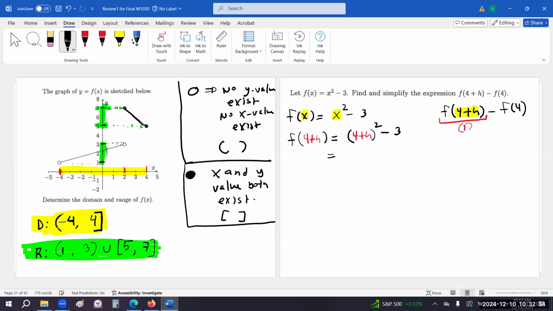Well, now we have something square. Can we distribute the square? We cannot, because distribution of the power works only in multiplication and division. If you have a plus or minus between the two things, we cannot distribute. So instead of distributing, we actually do FOILing.